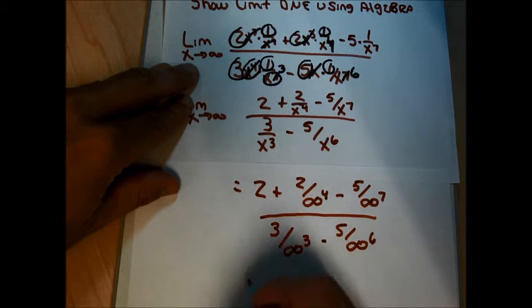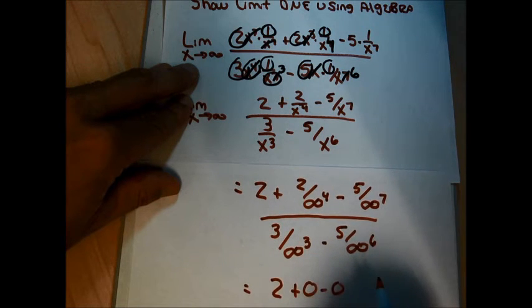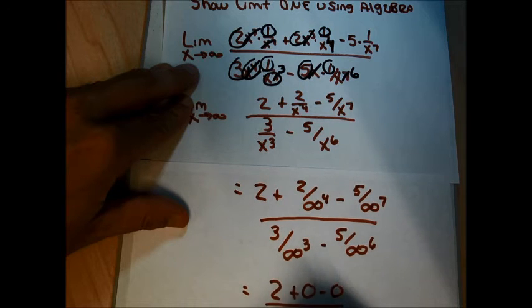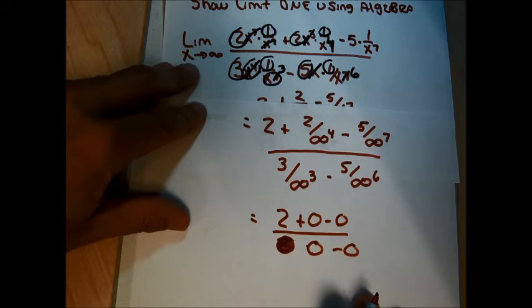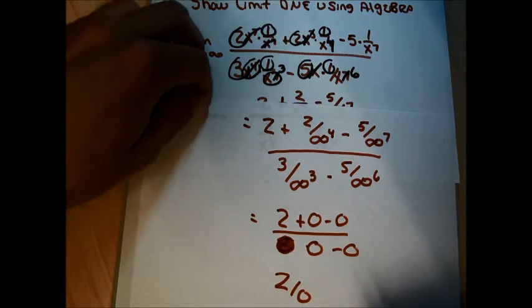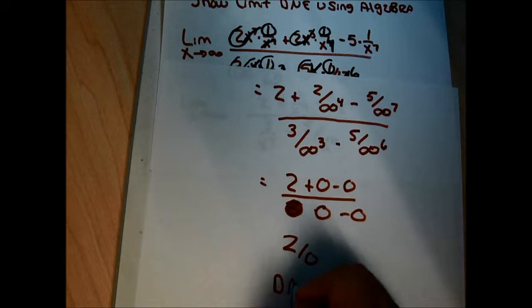The numerator is going to be 2 plus 0 minus 0, because any fraction with an infinity or a power of infinity in the denominator is equal to 0. And the denominator is going to be 0 minus 0. So this whole thing is going to come out to 2 over 0. And that's what happens when you have a limit at infinity that doesn't exist. You're left with a 0 in the denominator. So the algebra shows me that this doesn't exist.